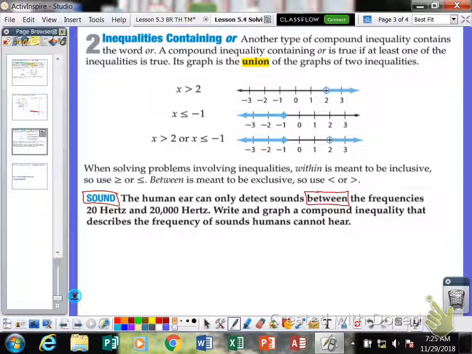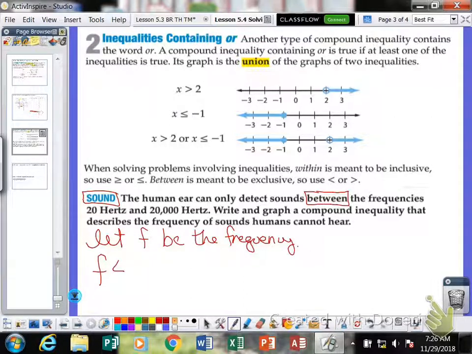So it is a word problem. So we're going to let F be the frequency. So make sure that we state what our variable is, define our variable. So let F be the frequency. And so if they can hear between 20 and 20,000, they cannot hear if F is less than 20 and F is greater than 20,000. Because they can hear at 20,000.